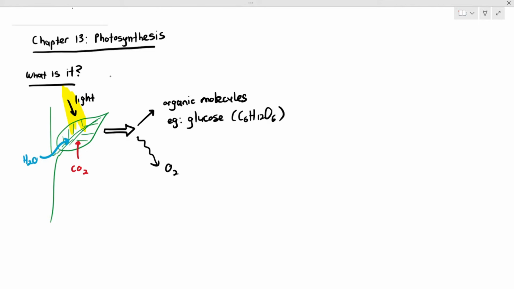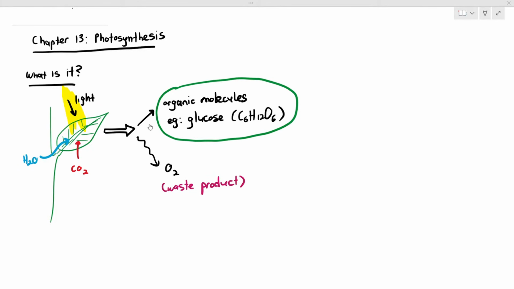Examples of organic molecules will be glucose, C6H12O6. Now, one very important thing about photosynthesis is it also produces oxygen. However, in photosynthesis, oxygen is referred to as a waste product. If a question asks you, they usually wouldn't, but if they do ask you what is the purpose of photosynthesis, you must say that the purpose of photosynthesis is to produce organic molecules. It is not to produce oxygen, by the way. It just so happens that oxygen is produced as a byproduct or a waste product. So you have to be a little bit careful over there when you're talking about photosynthesis.